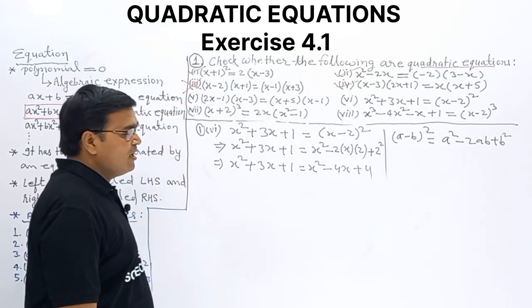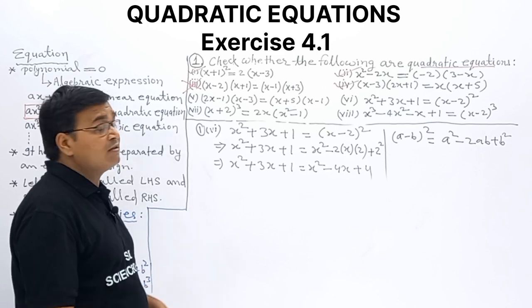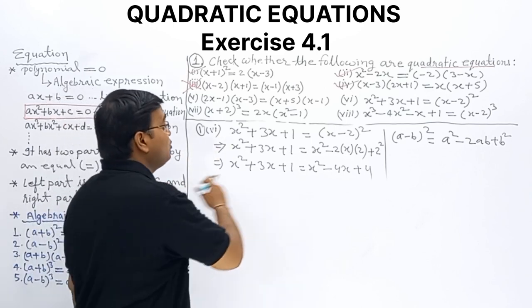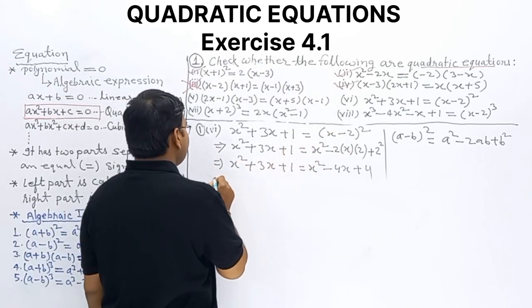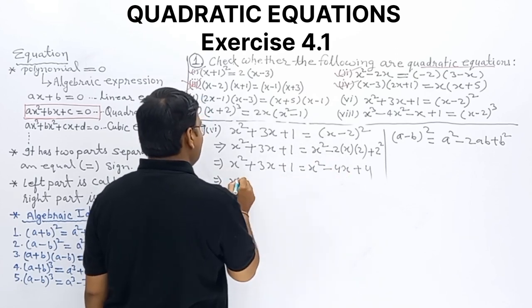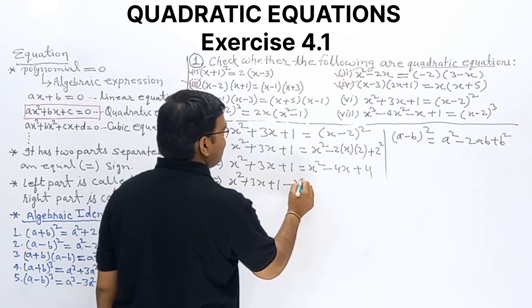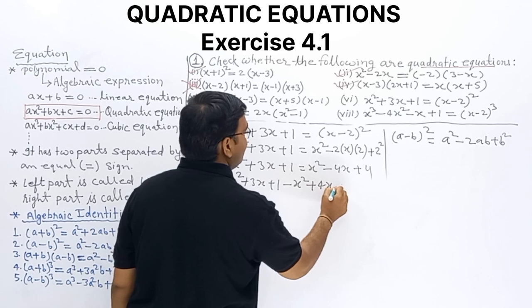If you are having doubt, you should do like this. Otherwise you are having perfection, then you can do directly. No necessary to write this step. Now transpose this right hand to the left hand. x square plus 3x plus 1 minus x square plus 4x minus 4.